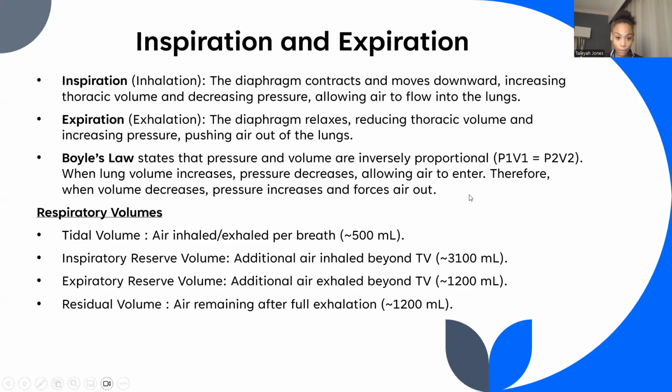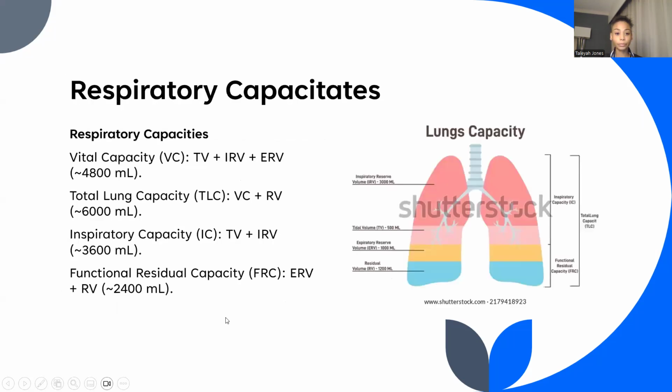Then we have the respiratory volumes: tidal volume, inspiratory reserve volume, expiratory reserve volume, and residual volume. And then here are the respiratory capacities. We have the vital capacity, which is shown right here. Then we have the total lung capacity, which is right here. Then we have the inspiratory capacity, which is right here. And then we also have functional residual capacity, which is right here. So we have different capacities at each level.